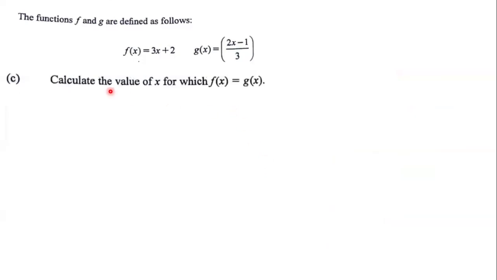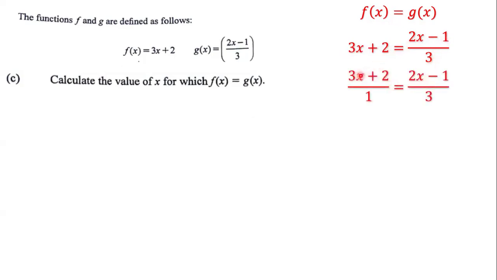Next, it says calculate the value of x for which f of x is equal to g of x. And so we have f of x, and that's equal to g of x. We set these two equations equal to each other. So 3x plus 2 is equal to 2x minus 1 all over 3. And here we're going to cross multiply. So we put 3x plus 2 over 1, and we multiply 1 times 2x minus 1, and 3 times 3x plus 2.